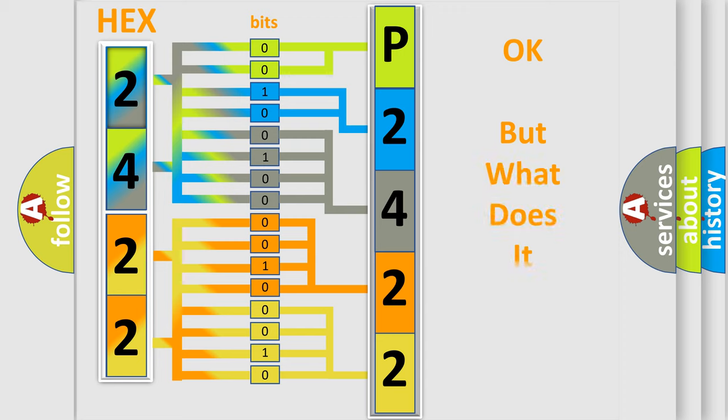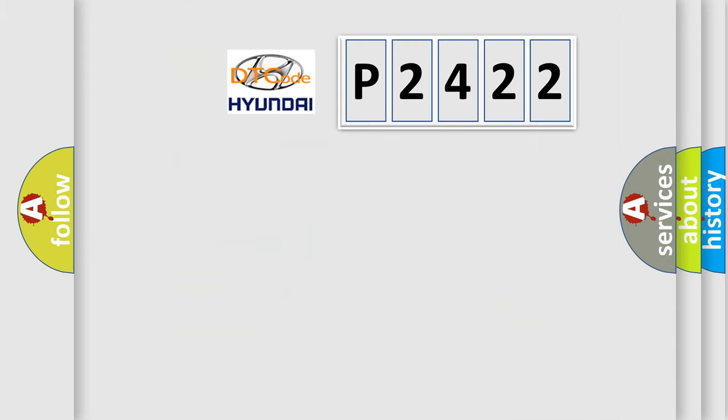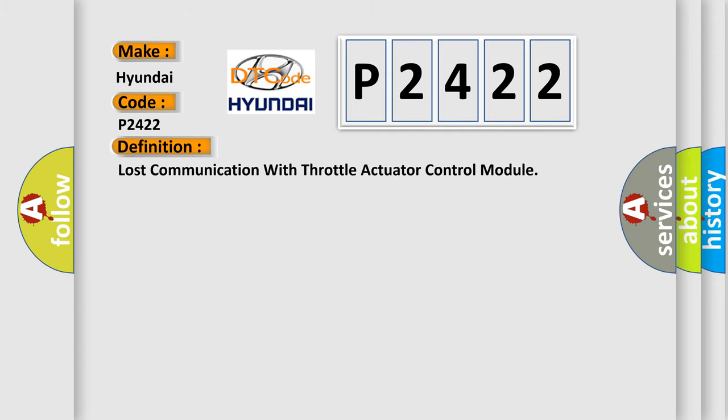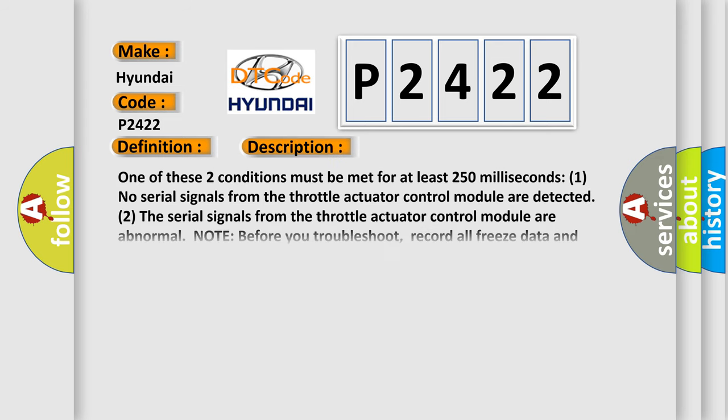The number itself does not make sense to us if we cannot assign information to what it actually expresses. So, what does the diagnostic trouble code P2422 specifically mean for Hyundai vehicles? The basic definition is lost communication with the throttle actuator control module. And now this is a short description of this DTC code.